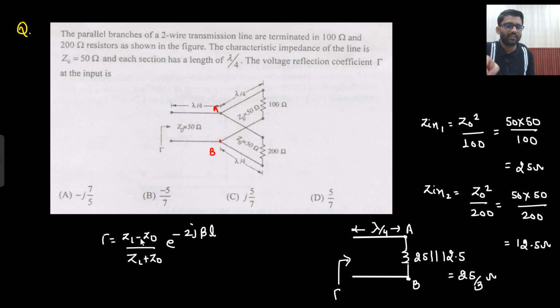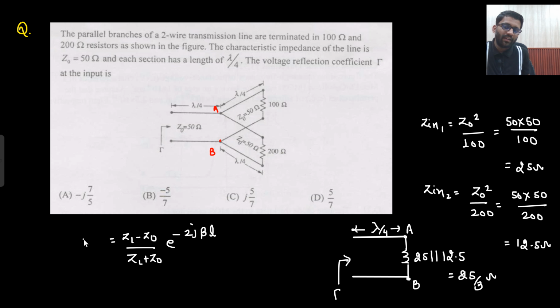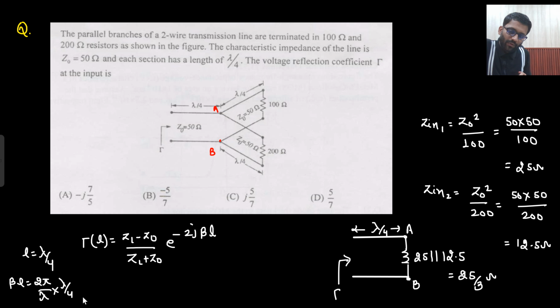This formula we have already studied, ZL minus Z0 upon ZL plus Z0, but you need to find it at the input side. Input side means distance L from the load. And what is the distance L? That is lambda by 4. Distance L from the load: ZL minus Z0 e to the power minus 2 gamma y, and gamma is equal to j beta. So this is what we have written. What is your beta L? Beta L will be 2 pi by lambda into lambda by 4. That means pi by 2. So beta L is pi by 2.